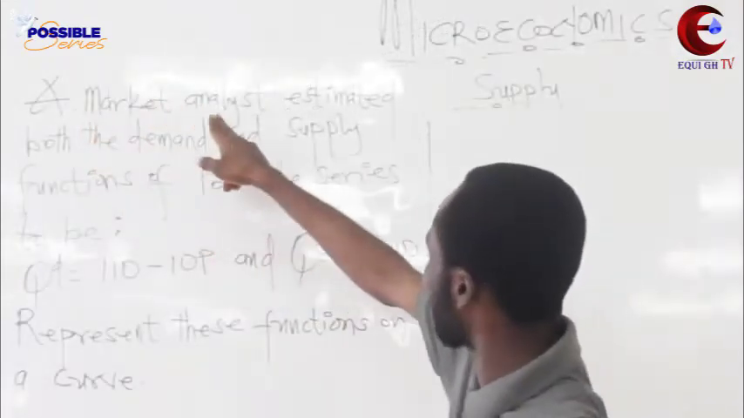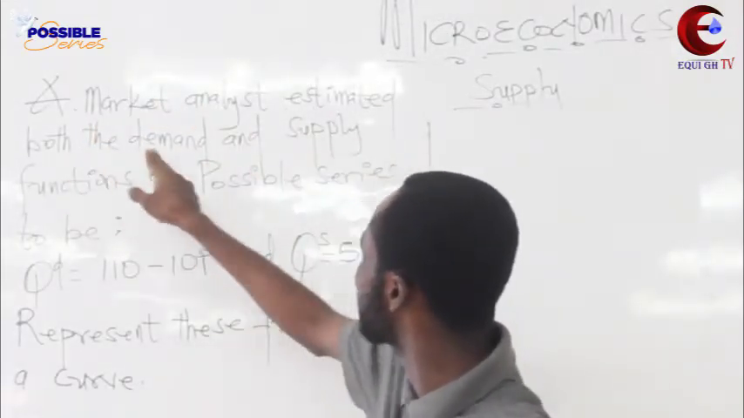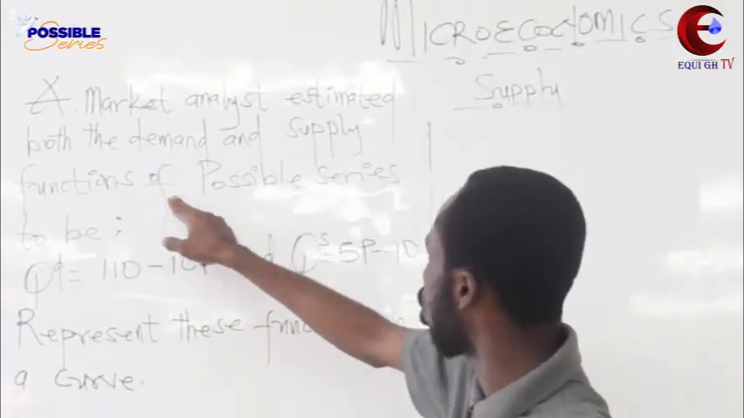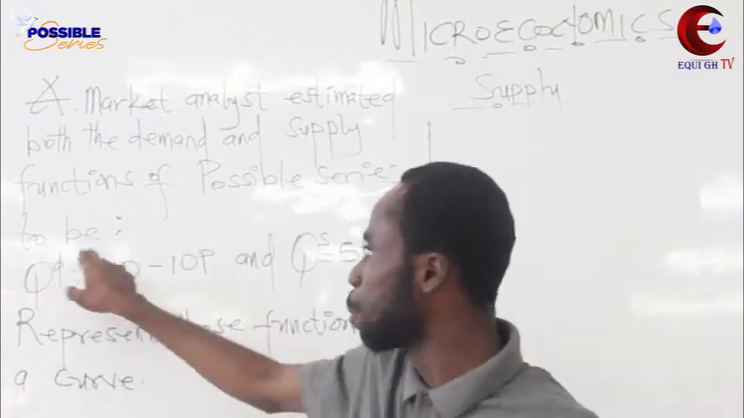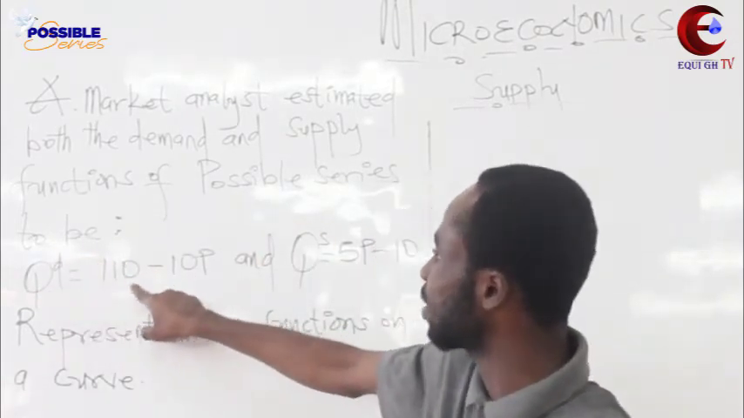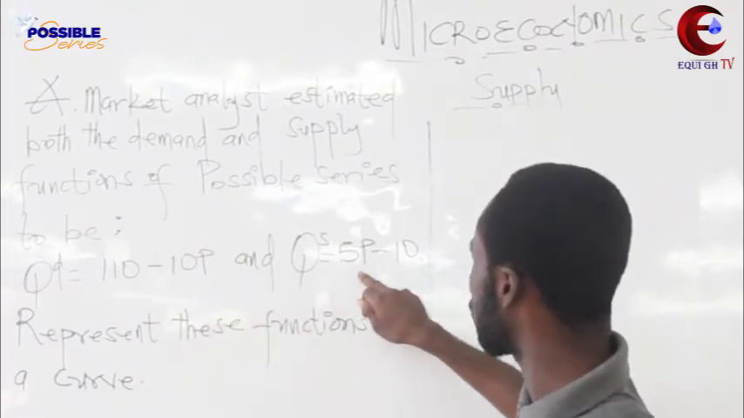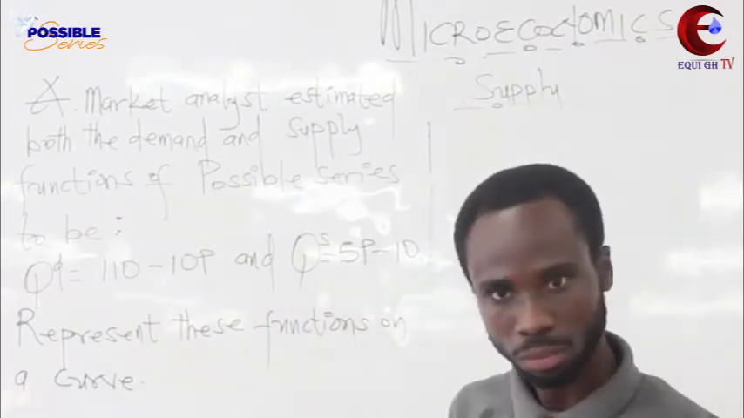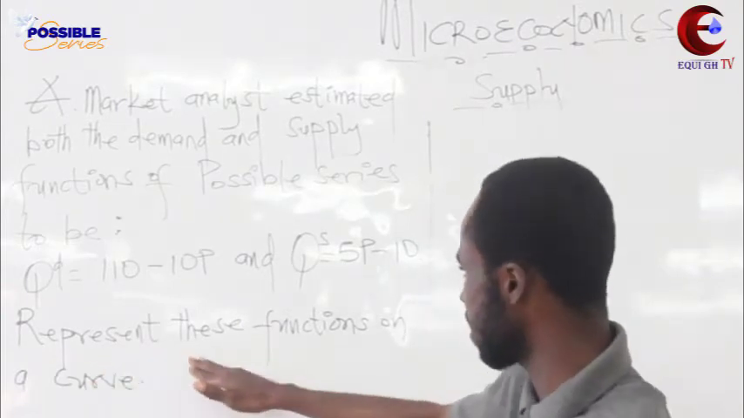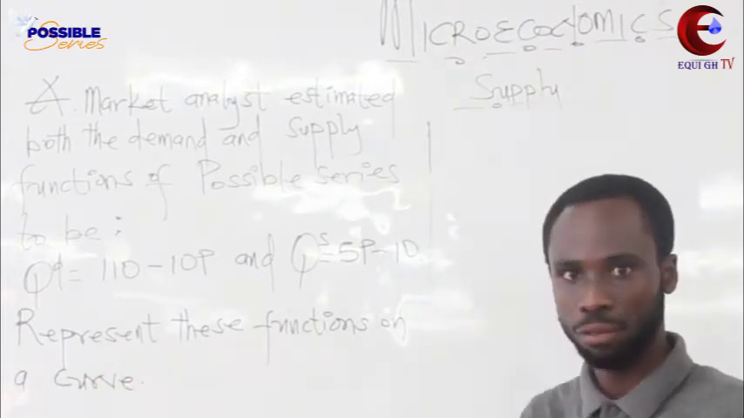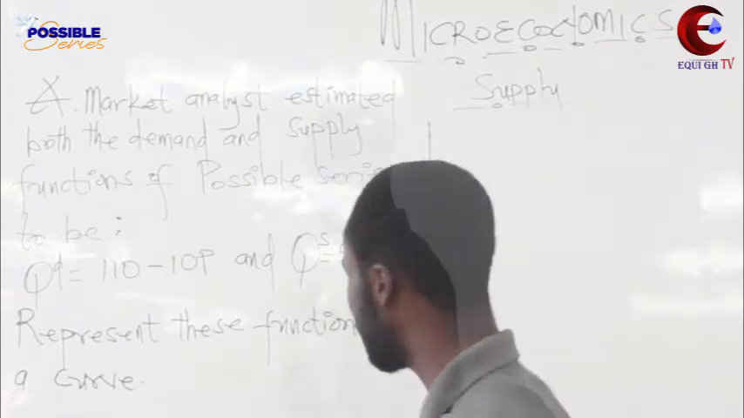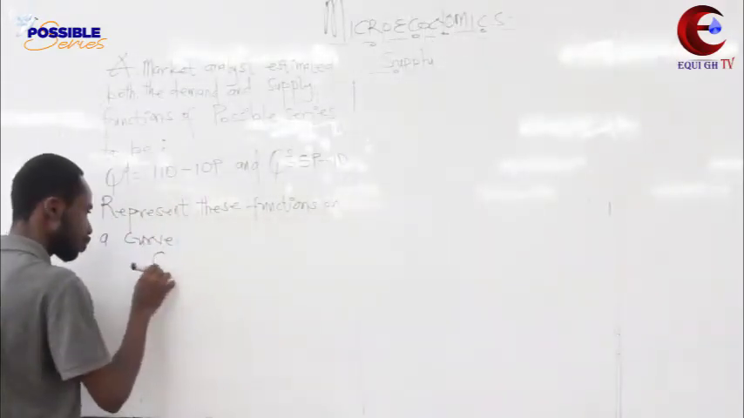A market analyst estimated both the demand and supply functions of possible series to be QD equal to 110 minus 10p and QS equal to 5p minus 10. Represent these functions on a curve. So we are going to represent these functions on a curve.